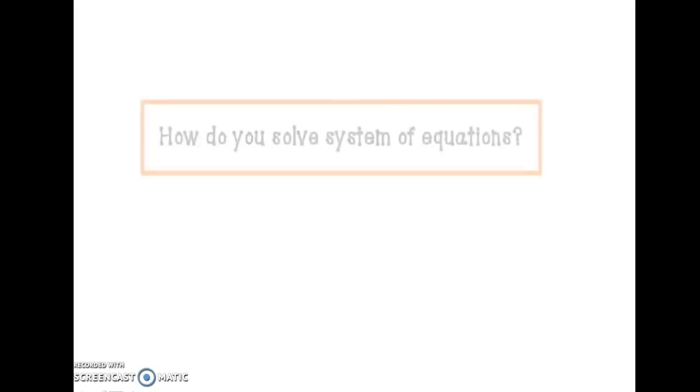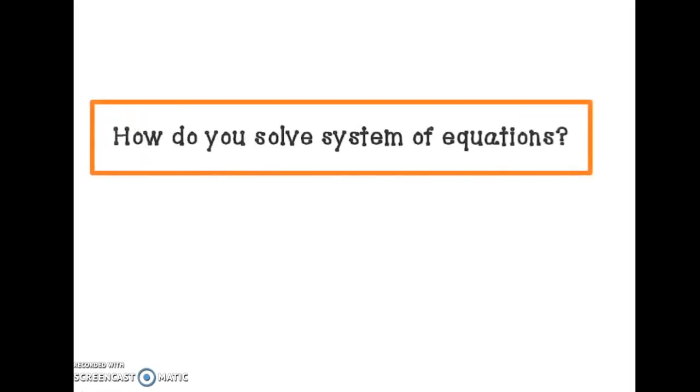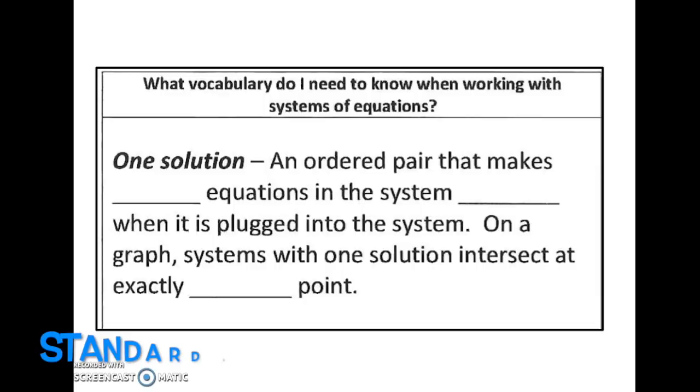Today we're going to take a look at how to solve a system of equations by graphing, and what vocabulary you need to know when working with systems of equations. We're going to start off with one solution. It's an ordered pair that makes both equations in the system true. On a graph, systems with one solution intersect at exactly one point.